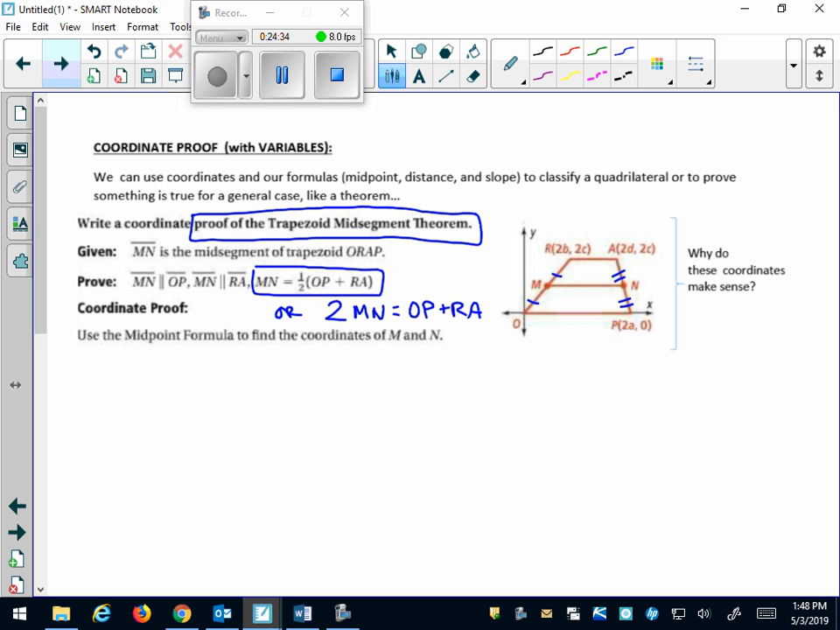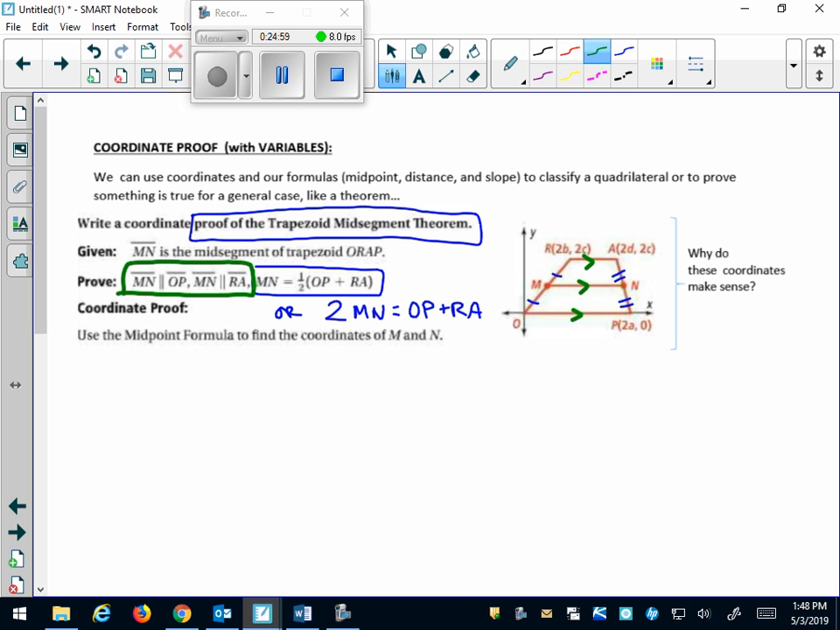What was the other thing that happened when you draw that mid-segment? It's what to the other two? Parallel. So the other thing we're going to prove here is that these things are all parallel. That the mid-segment is parallel to both bases.